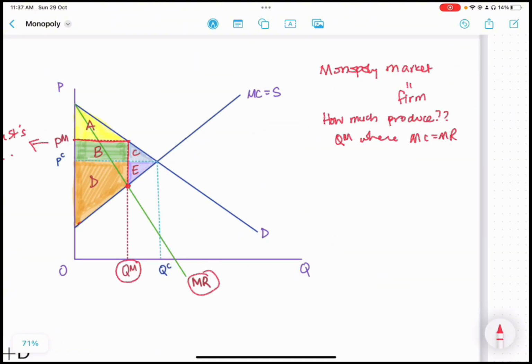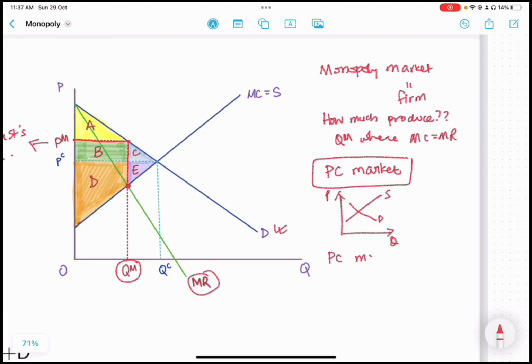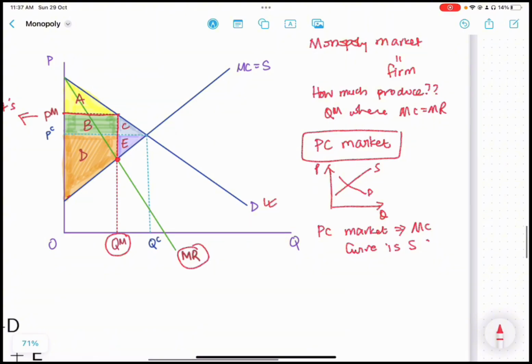So now let's discuss the perfectly competitive market. Notice I am talking about the market, not each firm. In the perfectly competitive market, what do we know? In the market, we know the demand curve is downward sloping, and the supply curve is upward sloping. So let's see if we can find that here. Well, we've got the downward sloping demand curve here. Where is the supply curve? Remember, we just discussed it a while ago. For the perfectly competitive market, the MC curve is the supply curve.